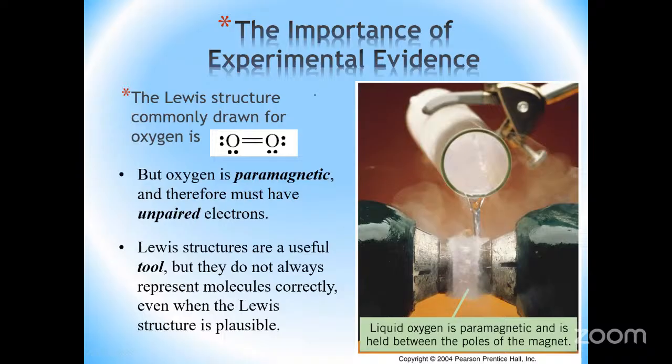It's more likely to be something like this, where these electrons here are unpaired. That's more likely to be true in terms of how the electrons are arranged in oxygen. So this is just an example where you might have a model which works well in theory, but when you test it using an experiment, you find that it's not entirely true.